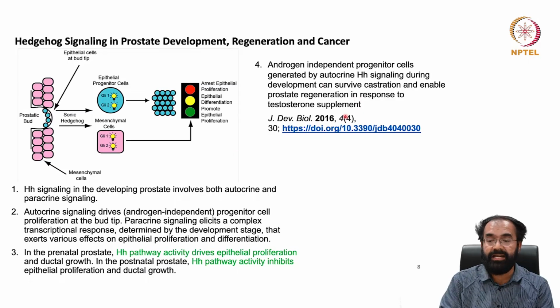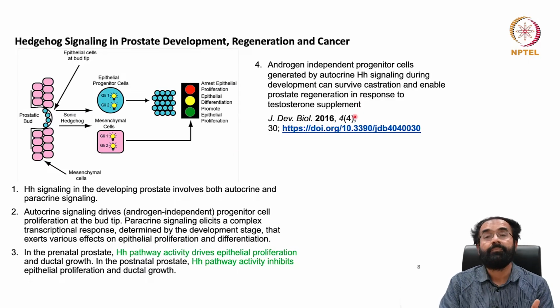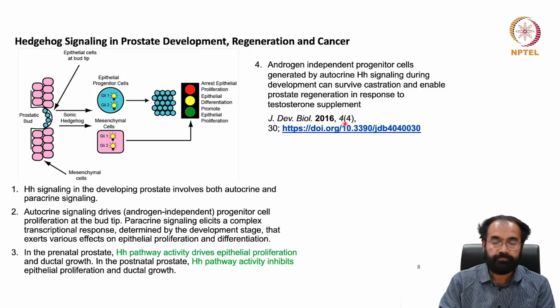So far what you saw is androgen independent. Sometimes the hedgehog signaling can be facilitated by the androgen. That is why even if you castrate, there is a vulnerability of proliferation of this gland because of androgen supplementation. This is what you can see in this picture: how sonic hedgehog signaling happens, the Gli being the actual transcription factors, and the epithelial progenitor cells and mesenchymal cells, and how they contribute to proliferation. Red means stop, yellow means stagnated, green means go in terms of proliferation.